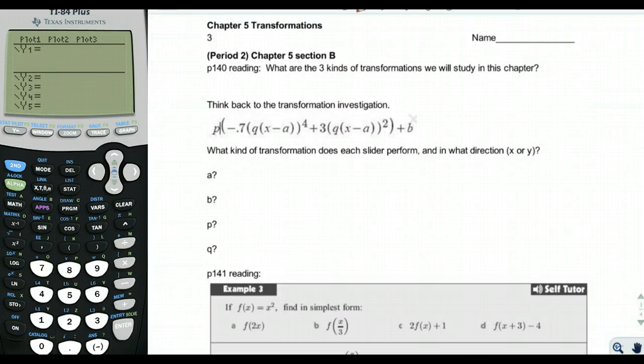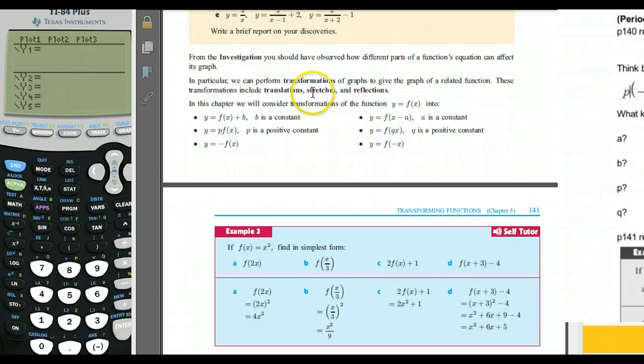Okay, here's page 3 and 4 of transformations. What are the three kinds of transformations we will study in this chapter? Let me bring the book out for you. So if we go to page 141 of the book, we can see that we're going to perform transformations, including translations, stretches, and reflections.